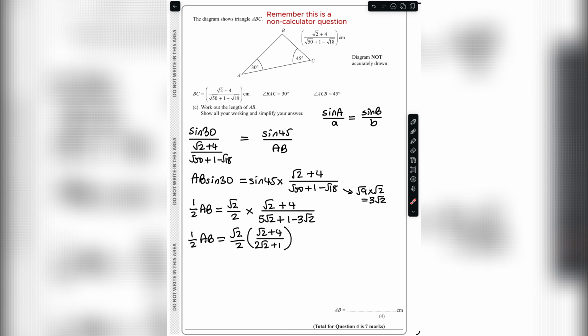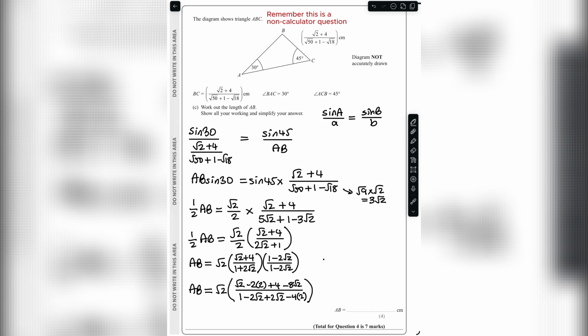And after we multiply both sides by 2 and rationalize the denominator of this term, we get this. So AB equals this. And after you simplify this, we can simply state that AB equals root 2 multiplied by minus 7 times root 2 divided by minus 7. So AB simply equals 2. And that's your final answer.